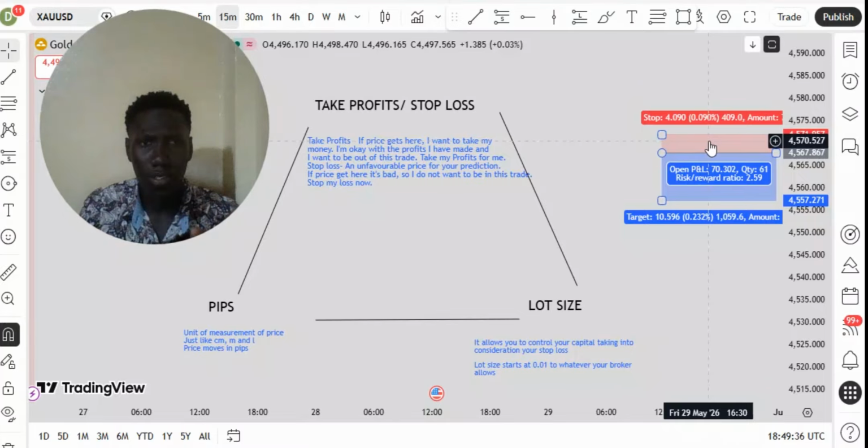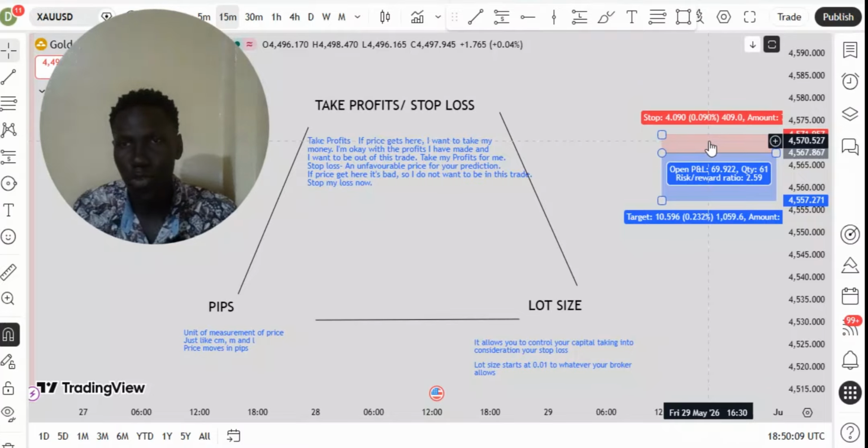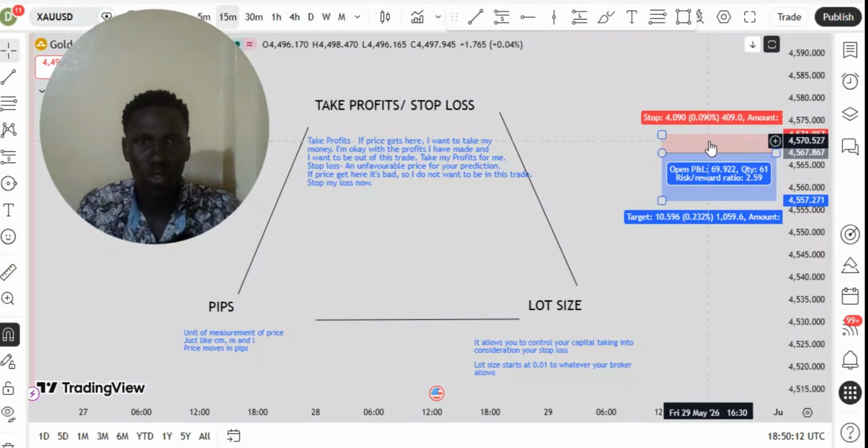You understand? So for Forex, so USD, GBP, and so on and so forth, right? 409 times 0.01 is going to be 4.09, times 10, that will be $40.9, right? Which means if you use 0.01 lots on this trade, you're risking $40.9.